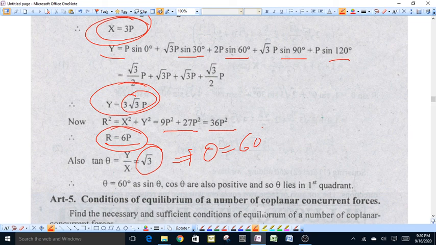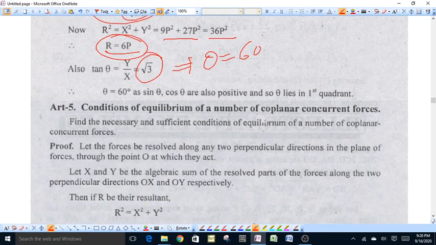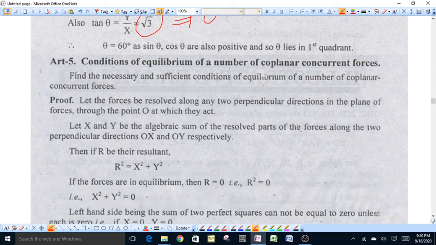Students, we have learned about a regular hexagon, and if we have any number of forces which act along the sides or diagonals of a regular hexagon, then we can find the resultant and the direction of the resultant. Now we study some conditions of equilibrium of a number of coplanar forces which are also concurrent forces.